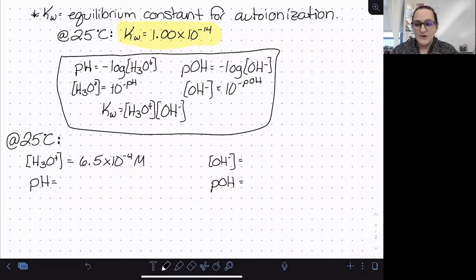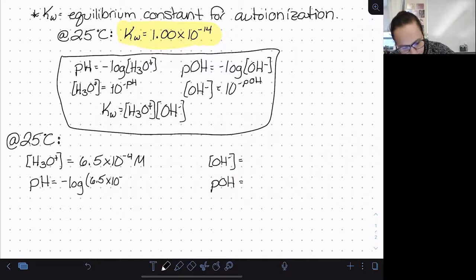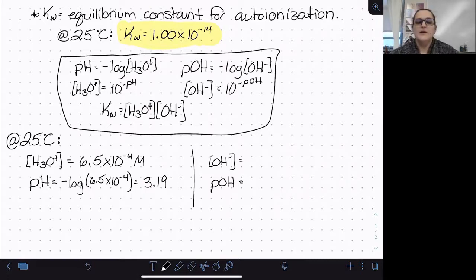So calculating our pH is pretty straightforward here. We will do the negative log of the hydronium concentration, which is 6.5 times 10 to the minus 4th. So we get a value for pH of 3.19, exactly like we did last time.